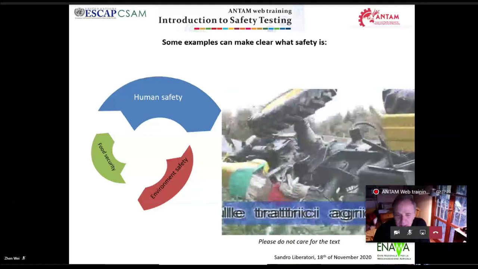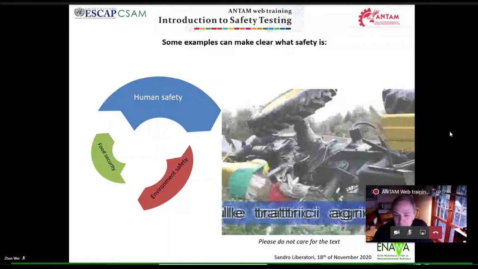So I think that these images can speak very well. You see the difference, and later who will speak about OECD will deal more in detail about that. But you see the consequence of an unsafe machine, in this case an agricultural tractor, that can create a high risk, and the consequence is very bad for the operator. I think this video speaks very well about what is the meaning of human safety in agriculture.